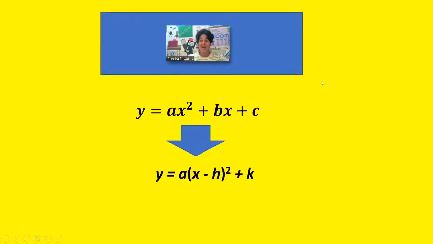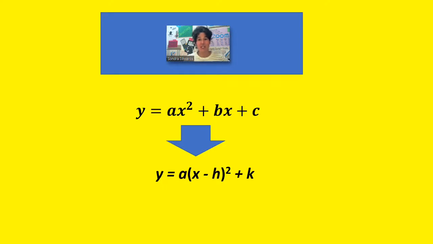Well, hello, I'm Mrs. Edwards, and today we're going to be rewriting quadratic equations in the form y equals ax squared plus bx plus c in vertex form, which is y equals a times (x minus h) quantity squared plus k. To be able to do this, we're going to complete the square.